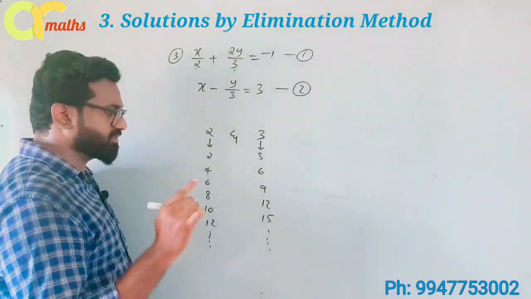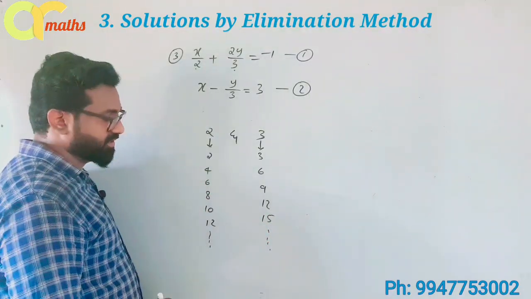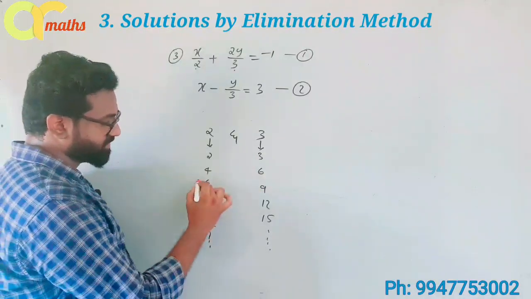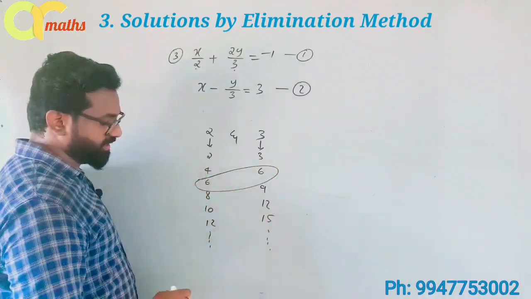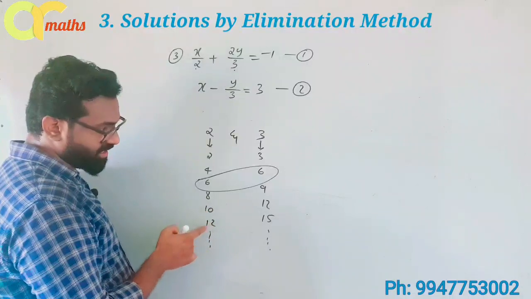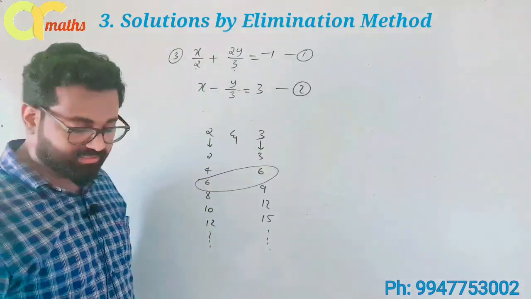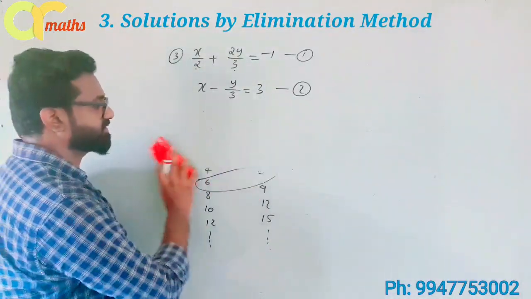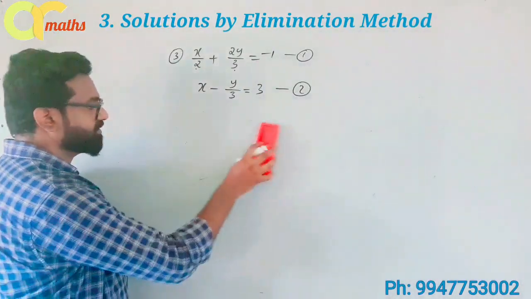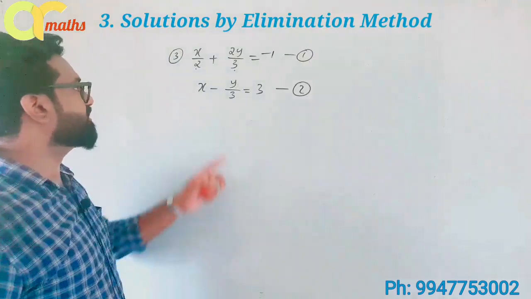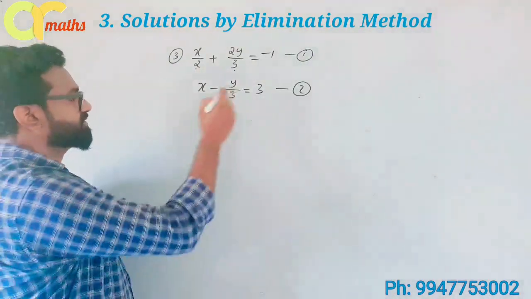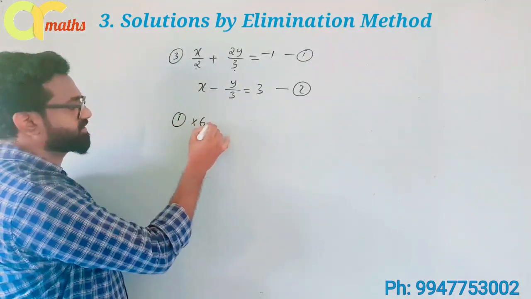What is the lowest common multiple? What is the lowest common here? 6. Ready? 12 is common, but it is not the lowest common. So, what is the lowest common multiple here? 6. So, the LCM of 2 and 3 is 6. So, here to eliminate the denominators, multiply the first equation by 6.